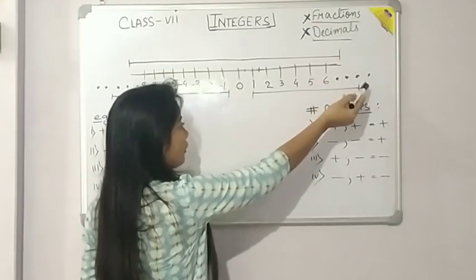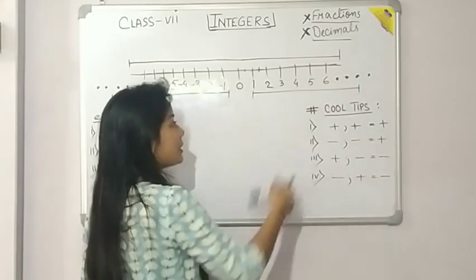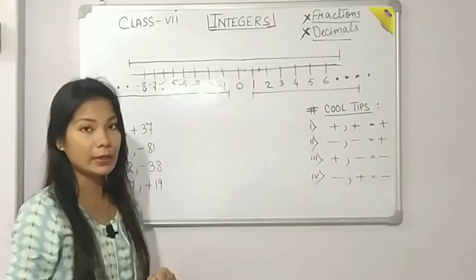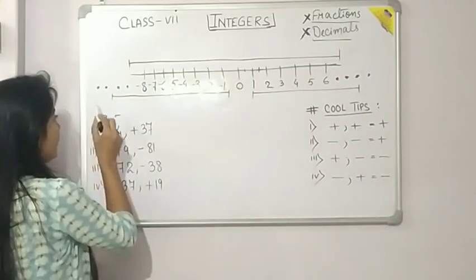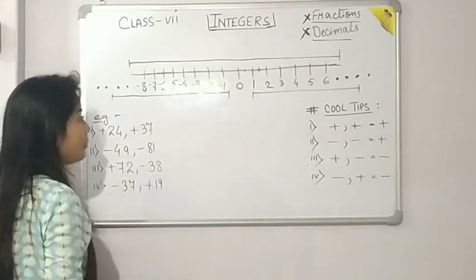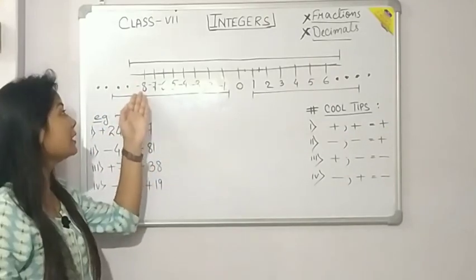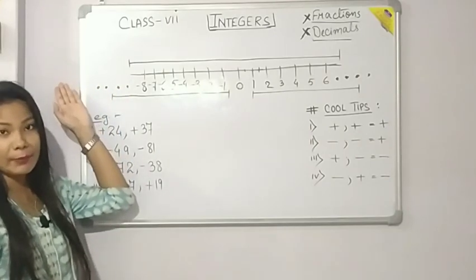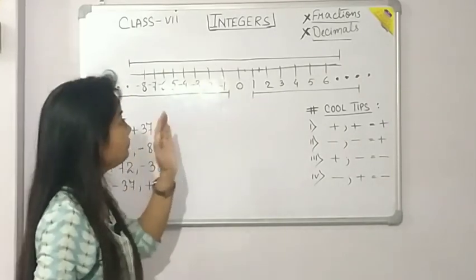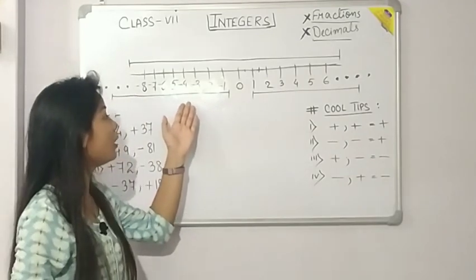On the right-hand side of the positive numbers I have given an arrow, which represents the continuation of the positive numbers. Also on the left-hand side of the negative numbers, which represents the continuation of the negative numbers. It can go on as far as it can be. Alright. So integers are what?